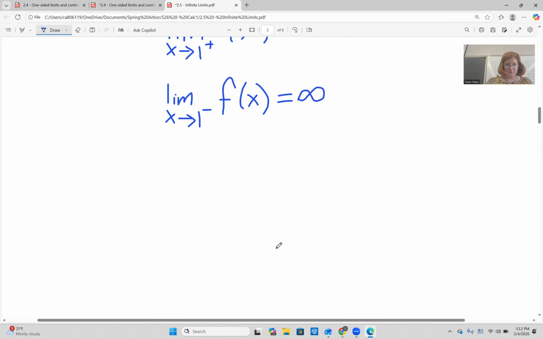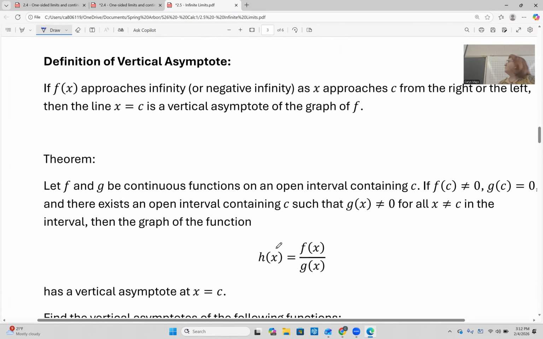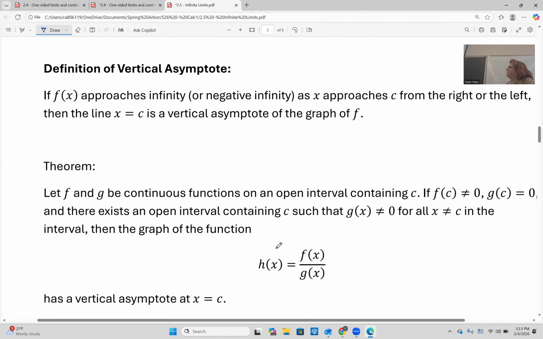We've been using the word, but the actual definition of a vertical asymptote is based around limits. If f of x approaches infinity or negative infinity as x approaches c, from the right or the left, then the line x equals c is a vertical asymptote. So if either side goes to infinity or negative infinity, we have a vertical asymptote.